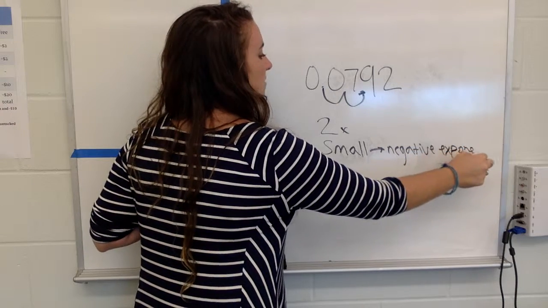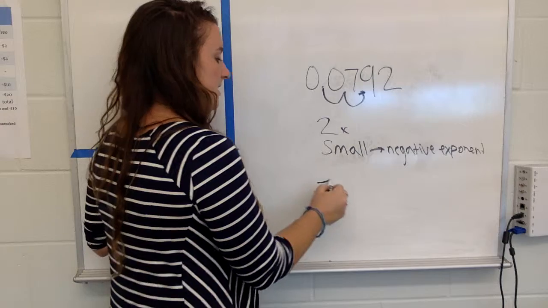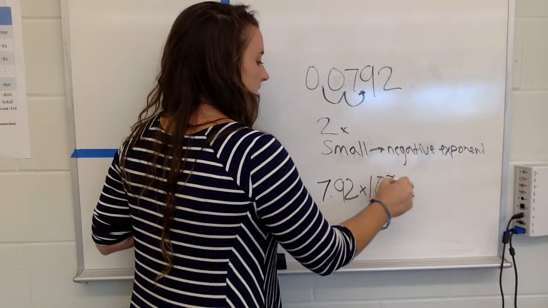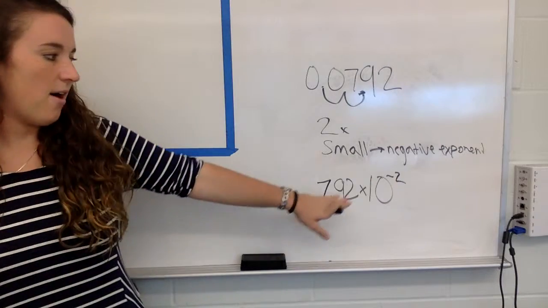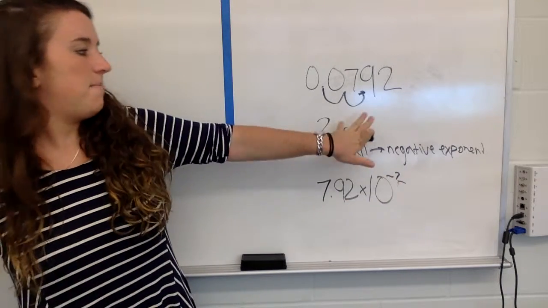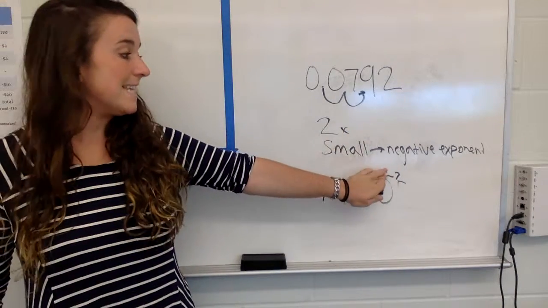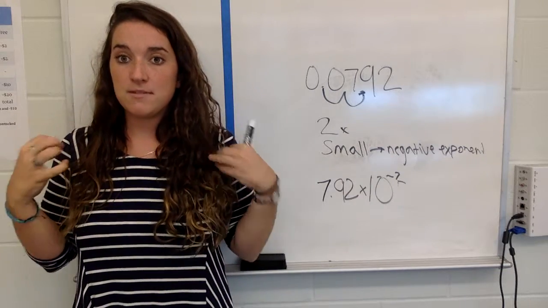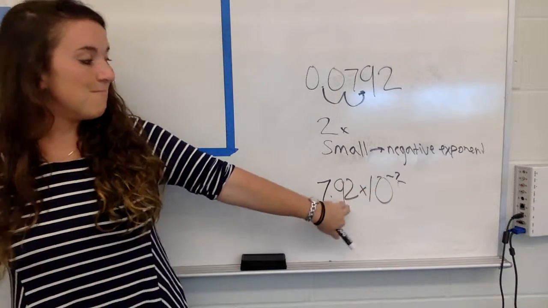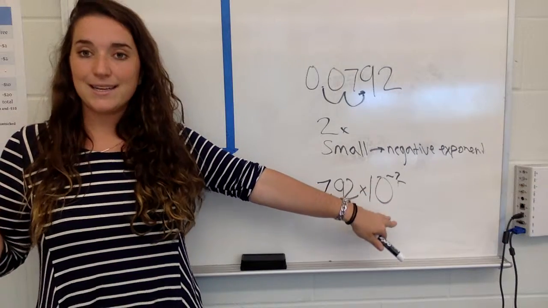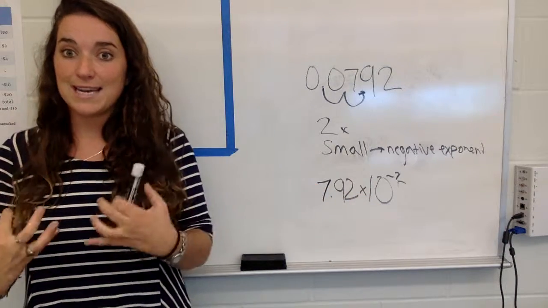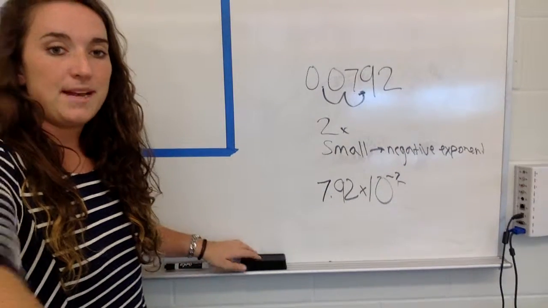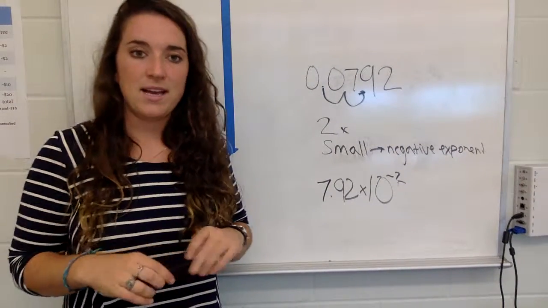All right, so now if I rewrite my number, it'll be 7.92 times 10 to the negative second power. It's 2 because we moved it 2 times. It's negative because it's a really small number. Negative exponents mean division or fraction. So instead of multiplying this number by 10 to a power, we're dividing it. So we're making it small. Go ahead, try the independent practice on the back independently.